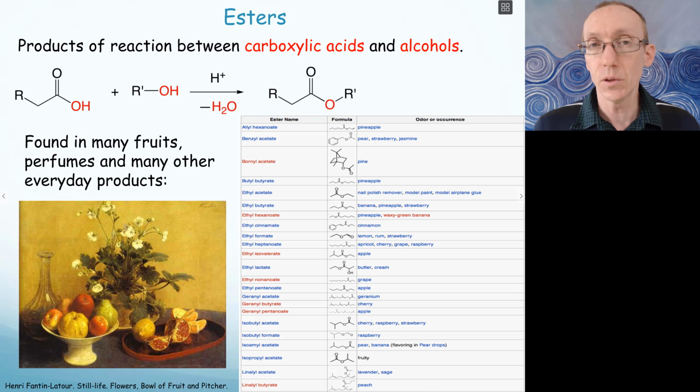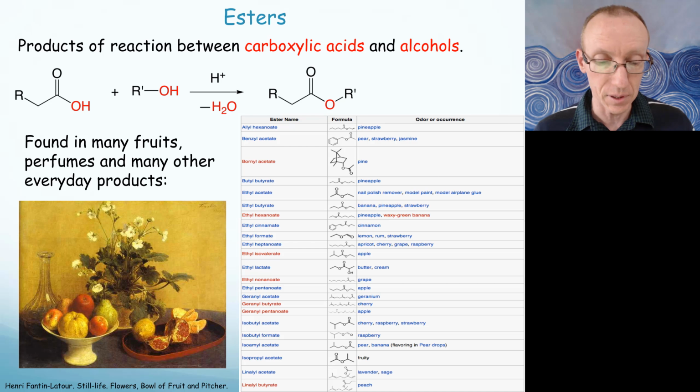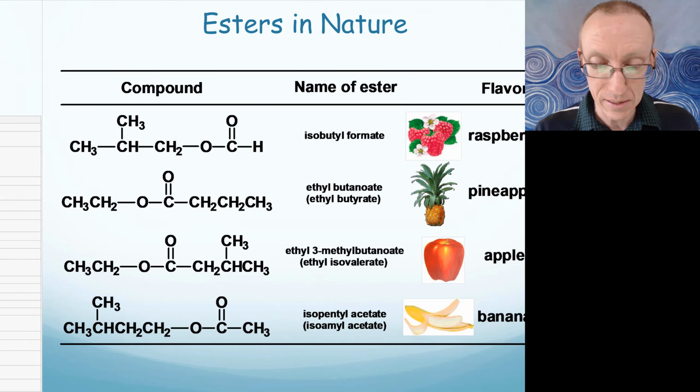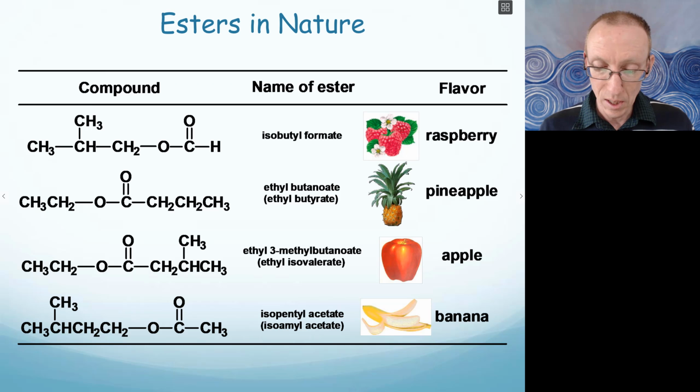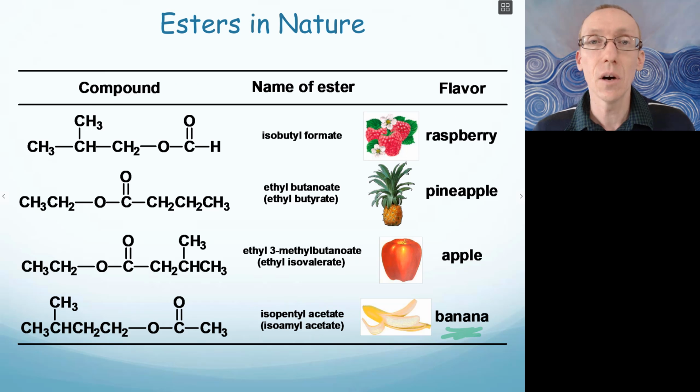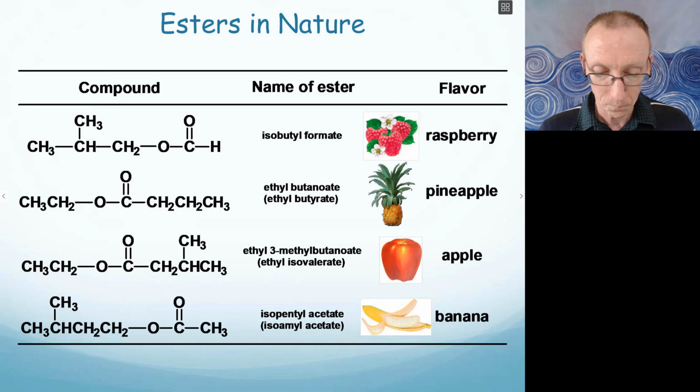And esters are also commonly found in nature, particularly in fruits. And so many small volatile esters have familiar smells, such as allyl hexanoate, smelling a bit like pineapples, and other common esters like these ones here: isobutyl formate from raspberries, ethyl butanoate from pineapples, ethyl isovalerate from apples, and isopentyl acetate from bananas. That's a very common one that sometimes is made in undergraduate labs as an experiment.